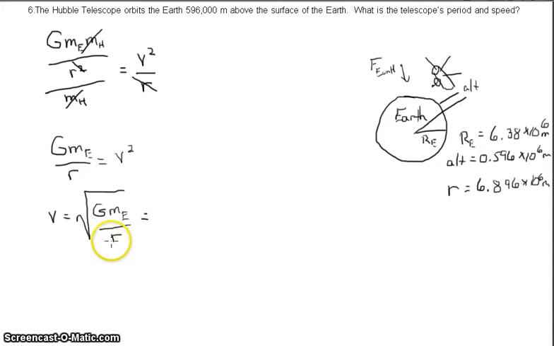So when we substitute this in here for r and calculate, we are going to get 7,610 meters per second. That'll be our answer. Alright, so now they want to know what the period is. I can do a couple things here. I'm going to run from Newton's second law.